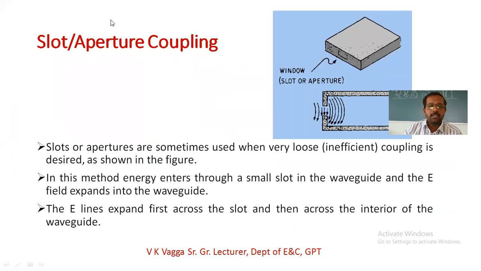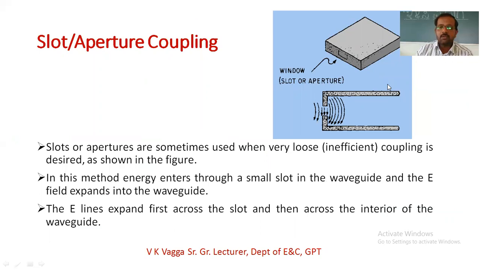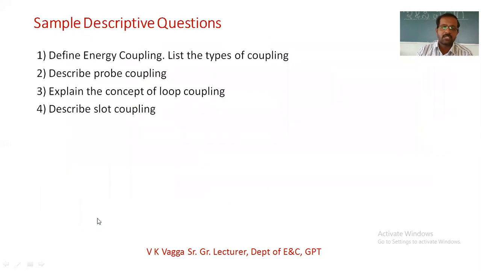If you take the slot or the aperture coupling, it is an open window. If a window has been kept as the slot, the energy enters into the window and afterwards it expands, and in this case also the energy flows as E lines.